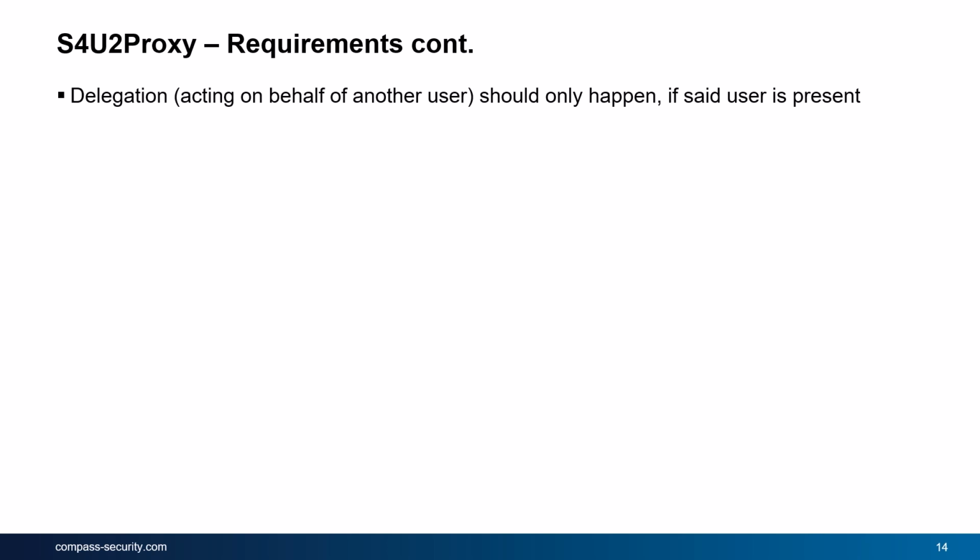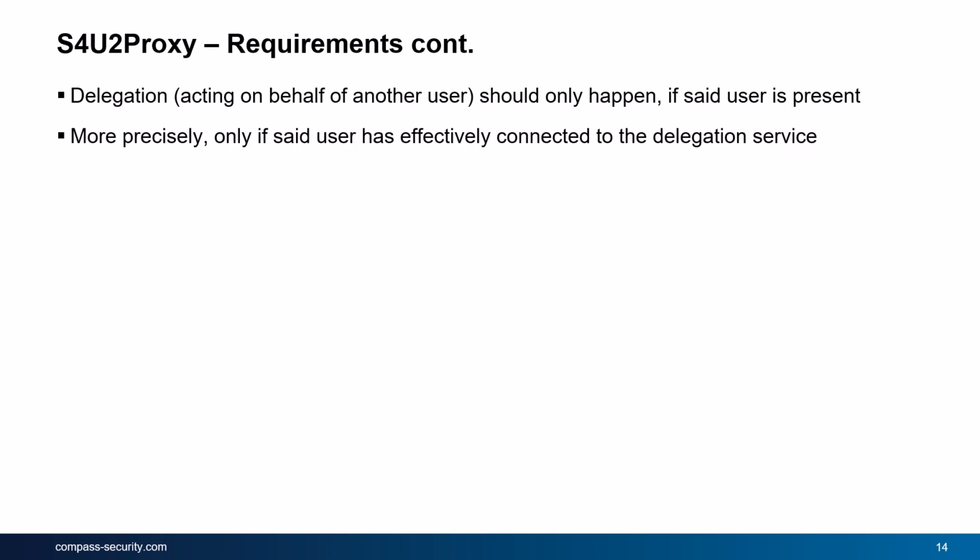Now we've learned in the very beginning when we talked about unconstrained delegation that delegation is essentially transparent, so the user does not see it or have control over it, but still it makes sense that the delegation should only occur if a user is actually there. And this has been built into S4U2Proxy as well.